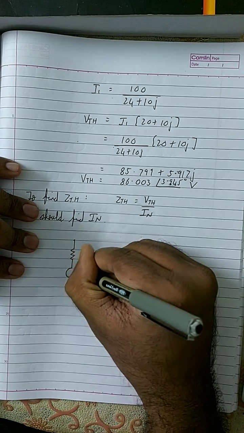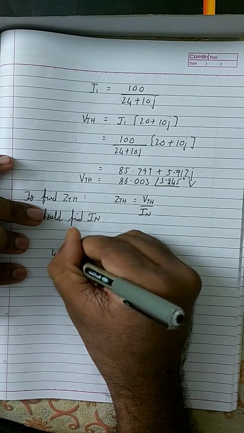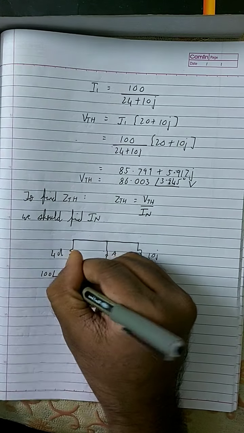Okay. So we know how to find Norton's current, right? We take the two terminals, this is A and this is B, and we short it. The current through this terminal is what we call IN. This is an inductor over here, and then you have another voltage source over here. This is 5Vx, this is 10J, this is 4 ohm, and this is 100 angle 0 degree.